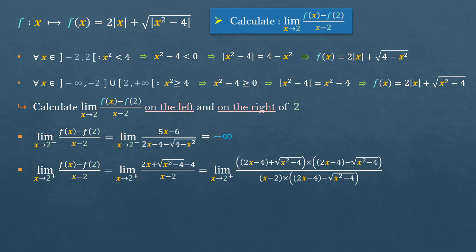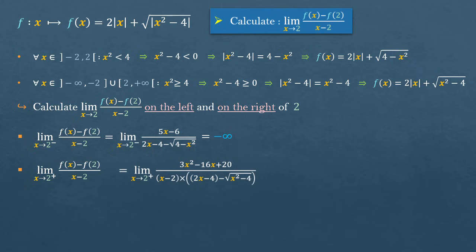So we have to calculate the limit of 2 times x minus 4 plus the square root of x squared minus 4, all times 2 times x minus 4 minus the square root of x squared minus 4, all over x minus 2 all times 2 times x minus 4 minus the square root of x squared minus 4, when the variable x heads to the number 2 from above. Now, by expanding the expression within the numerator of this fraction and simplifying it, we find that it equals 3 times x squared minus 16 times x plus 20. So our limit would be equal to the limit of 3 times x squared minus 16 times x plus 20, all over x minus 2 all times 2 times x minus 4 minus the square root of x squared minus 4, when x heads to the number 2 from above.